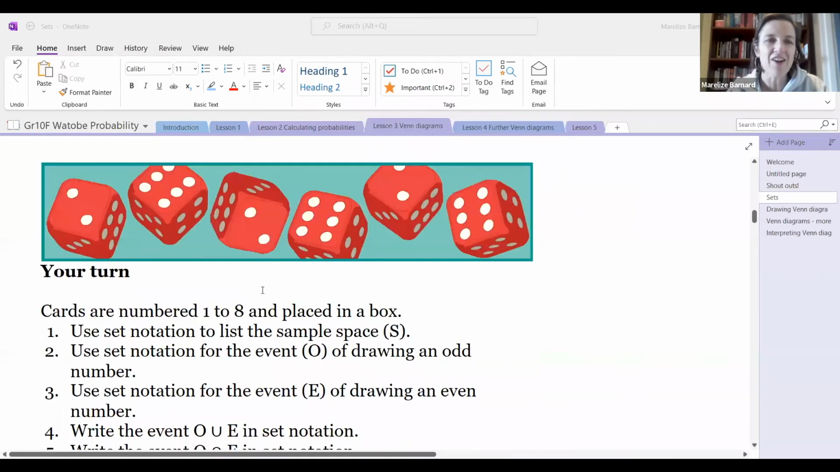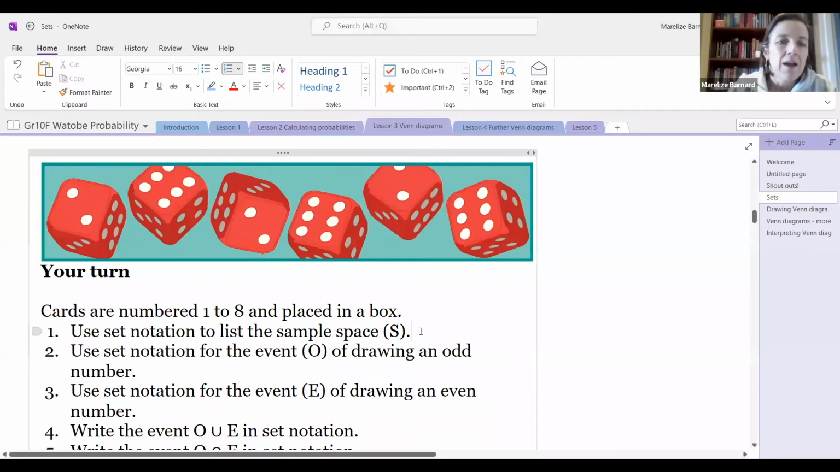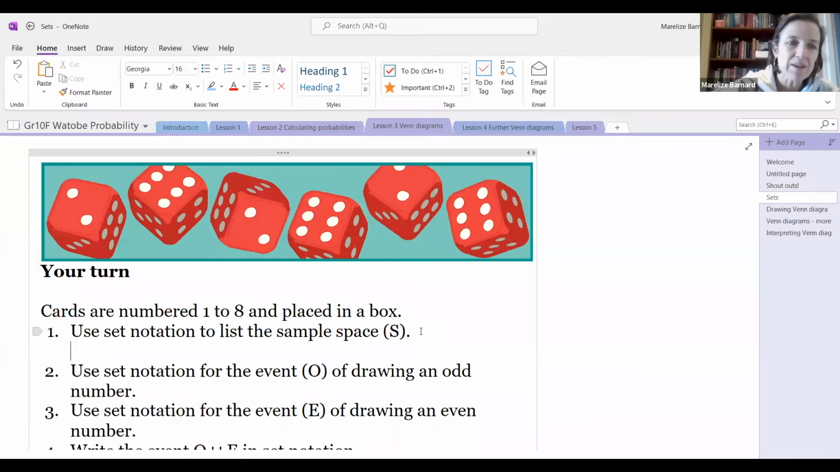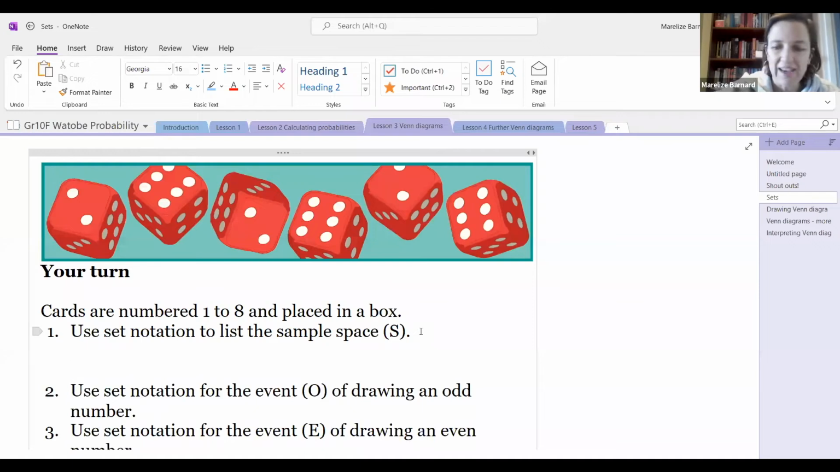Right. Now let's see if we can nail this. Here's another one. Let's try it again. More cards. Cards are numbered 1 to 8 and placed in a box. Now it's your turn, Watobians. Pop it in the chat. Use set notation to list the sample space S. I want to see those curly brackets. We're going to start with S equals. I'll help you if you can't make curly brackets on your phone or on your computer. I'll make curly brackets, you tell me what must go into the curly brackets.